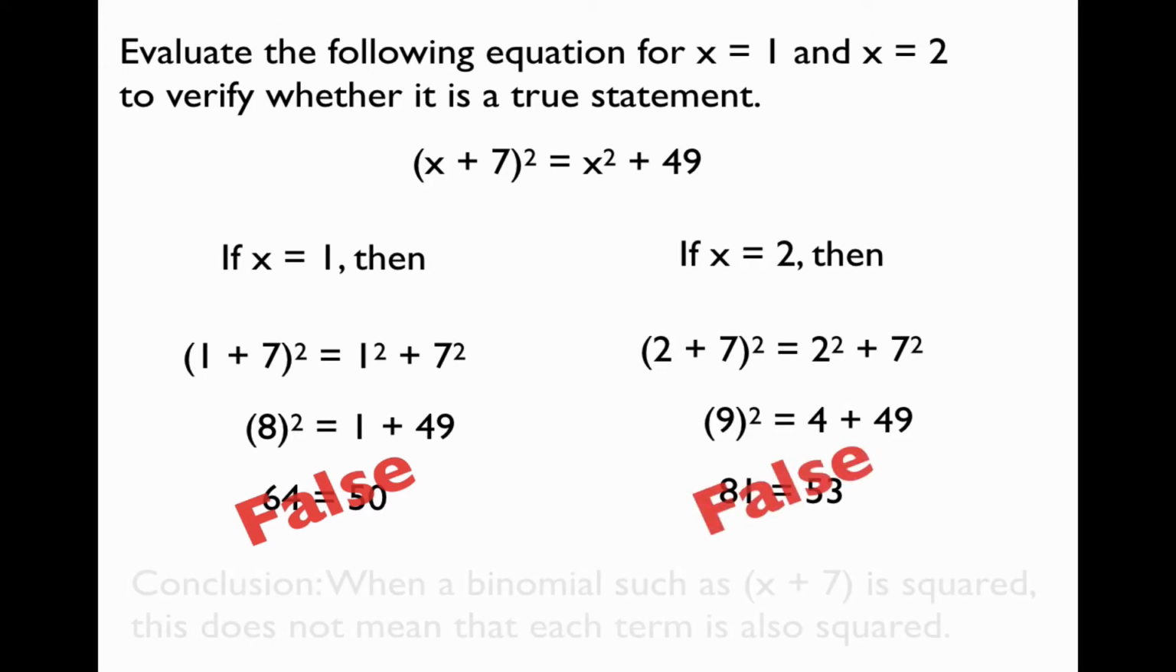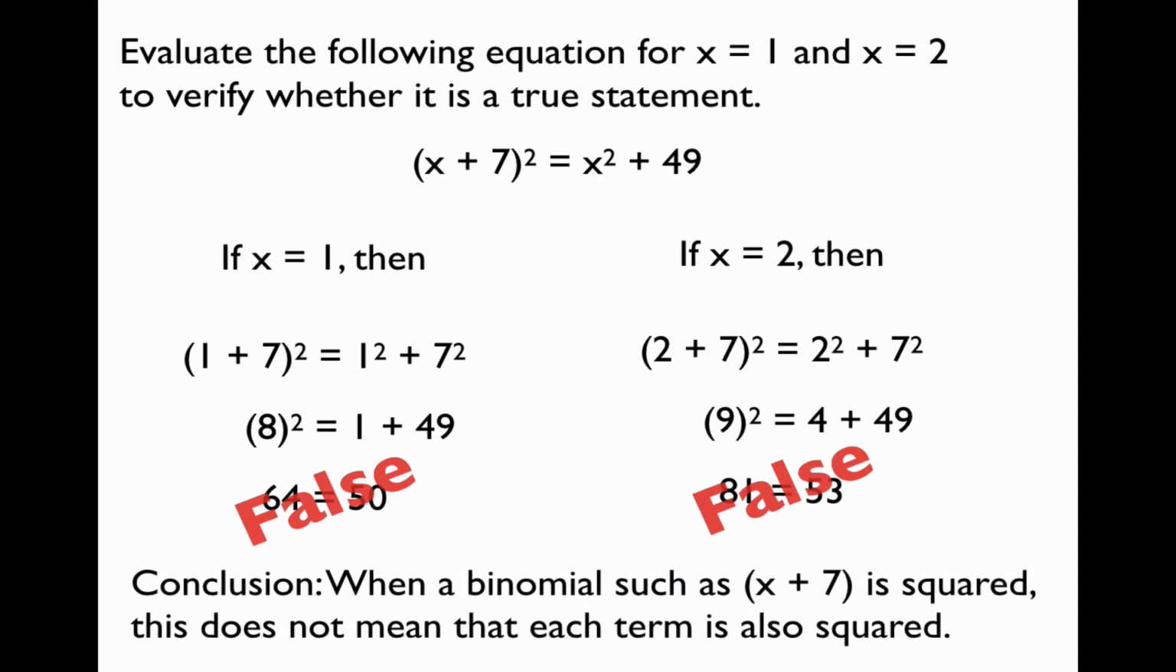Now, why is this? It's because when a binomial, such as x plus 7, is squared, this does not mean that each term is also squared. I'm going over this because although we went over it in class, it is a very common mistake for students to make, and it's a common thing to forget. Even though you once knew it, it kind of looks like you should be able to distribute that outside 2 because there's a 2 on the outside. But sure enough, we've just demonstrated that that is not what you do.